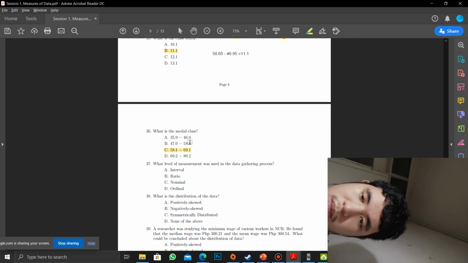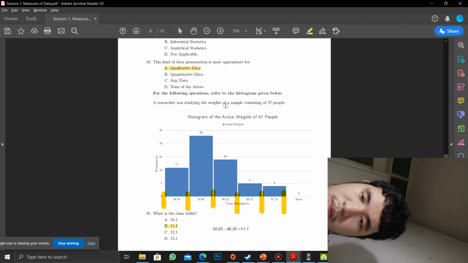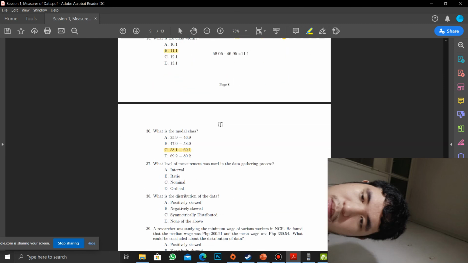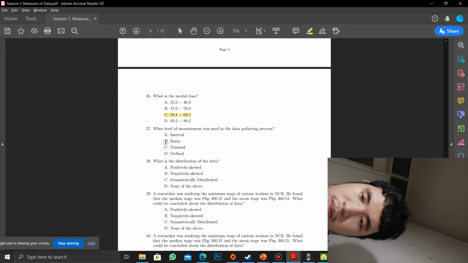What level of measurement was used in the data gathering process? Ang natin is weight. Weight is ratio, kasi may true zero siya, tapos mini-measure natin siya.